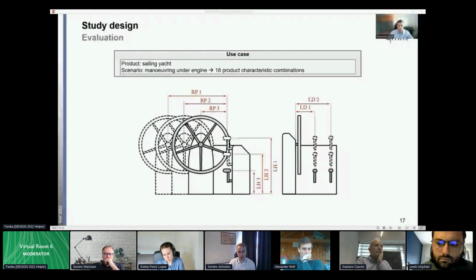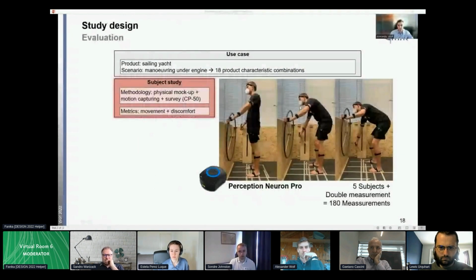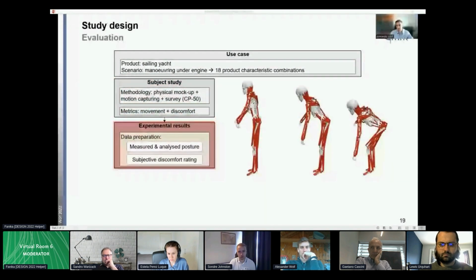In our study, we investigated 18 different scenarios of this use case by altering different product characteristics like the rudder position, the lever height, and also the lever depth. We did this on the one hand with a subject study, where we had 5 subjects performing the same task for each product configuration, where we measured the postures and collected a subjective discomfort rating. After that, we fitted the measured postures onto our human models and analyzed them in a dynamic way.